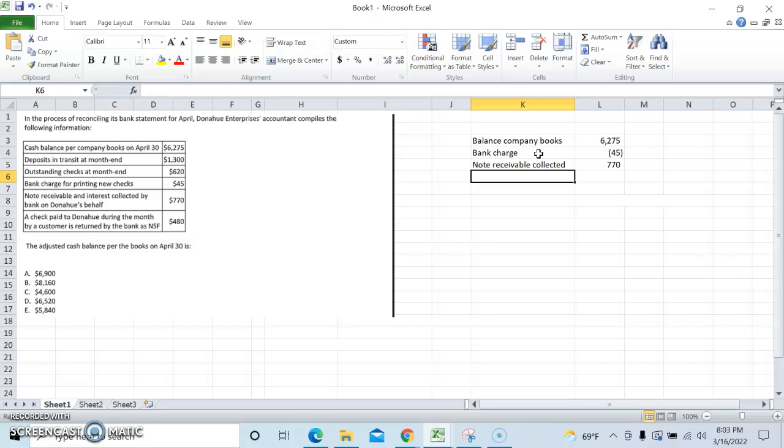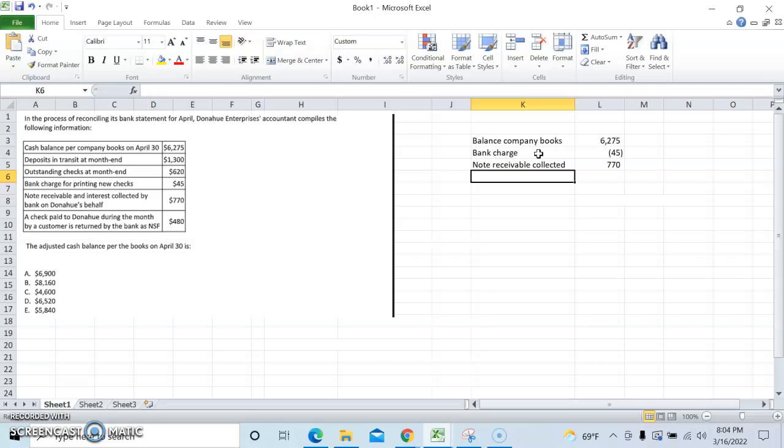So let's stop and think about what side this is already on. Since it was returned because it bounced, and we didn't know it bounced until probably the end of the month, the bounced check is already on the bank side. It's not on the book side because we don't know about it yet. We wouldn't know until we got our statement. So now the question is, are we going to add this or subtract this?